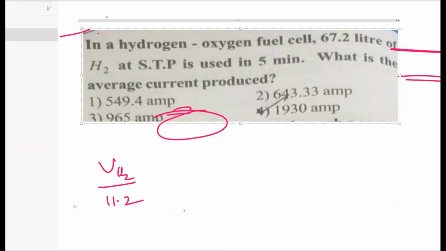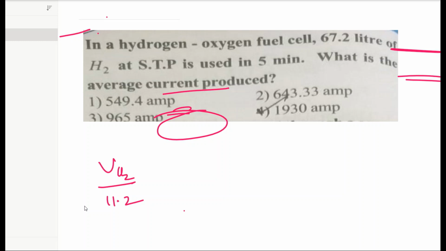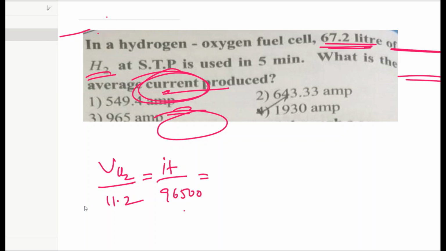Let's go to the next problem. In a hydrogen oxygen fuel cell, 67.2 liter of H2 at STP is used in 5 minutes. What is the average current produced? Just listen here. What combination formula do we have to apply? First, you have to calculate the current. The given information is 67.2 liter of H2. Then the sequence is volume of H2 by 11.2 is equal to IT by 96,500. Here the volume of H2 is already given.